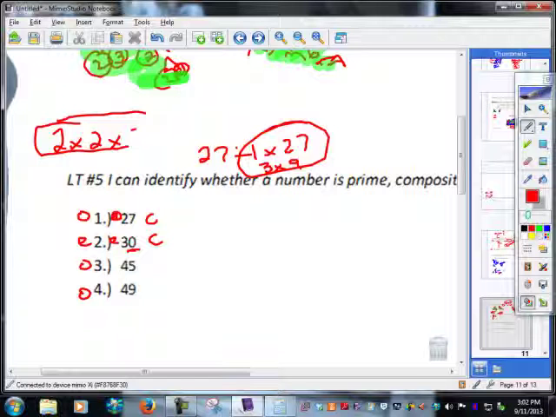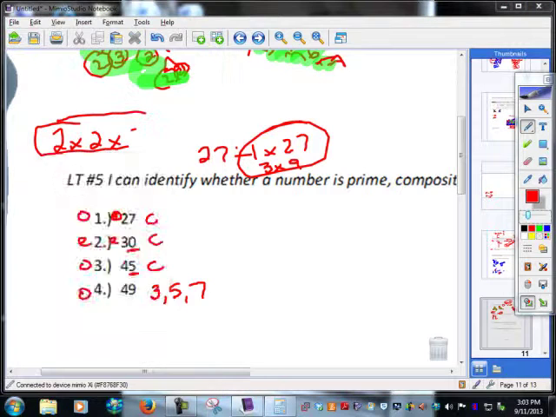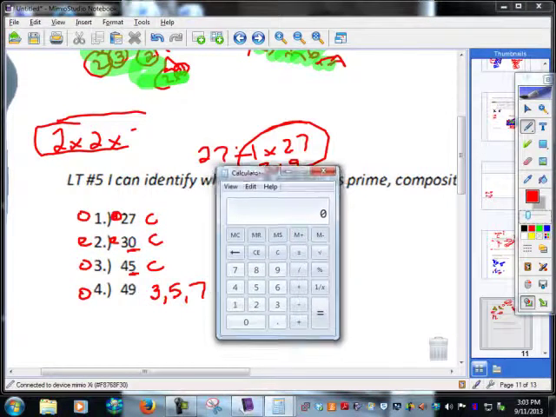Okay, so that's composite. Here, first thing I see, yes, it's odd, but then I look and say, oh, it ends in a 5. So it has to have a factor of 5. 5 times 9 is 45. That's composite. 49 is odd. So I eliminate all my even factors. So now I got to check 3, I got to check 5, and I got to check 7. I'll get my calculator out for this one so you guys can see it. Hopefully you can see it. This calculator is not the biggest thing in the world.